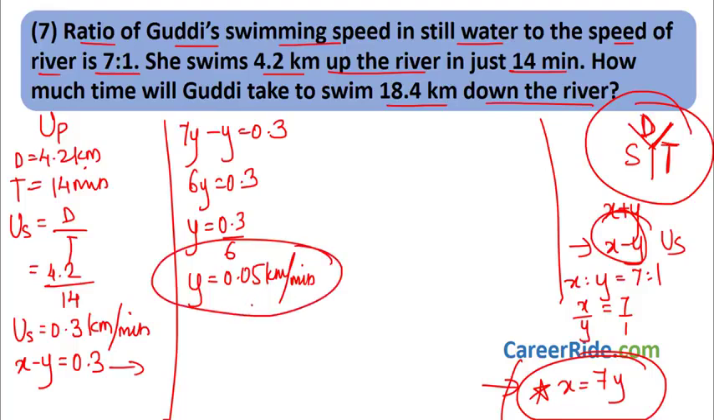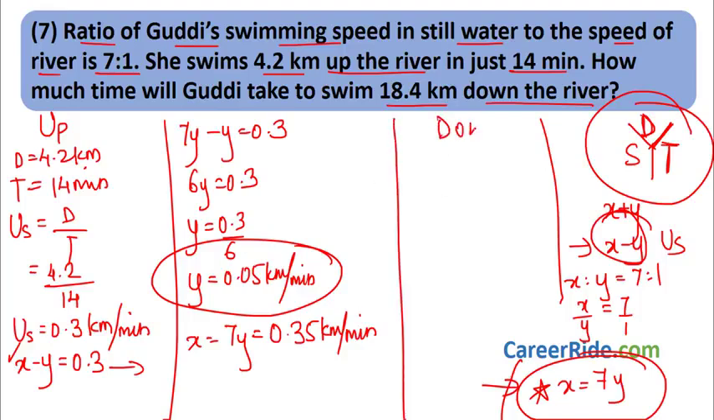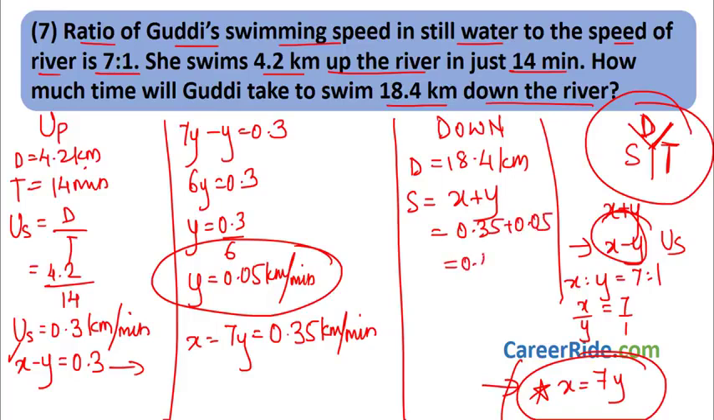Now we can find out the speed of Guddi also from here. x is nothing but 7 times y, that is 7 into 0.05, that is 0.35 kilometers per minute. Now what we have to find out is the downstream case. The distance traveled is 18.4 kilometers, they have given. We do not know the downstream speed, that is x plus y, that is 0.35 plus 0.05, that is 0.4 kilometers per minute. Correct? This is the speed.